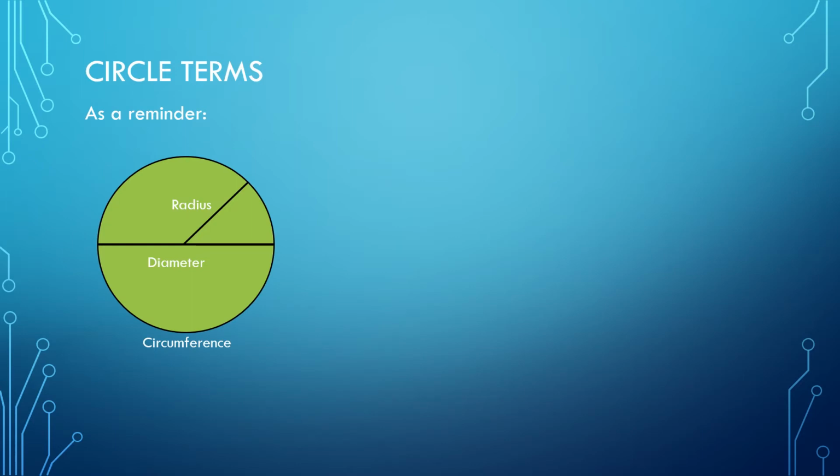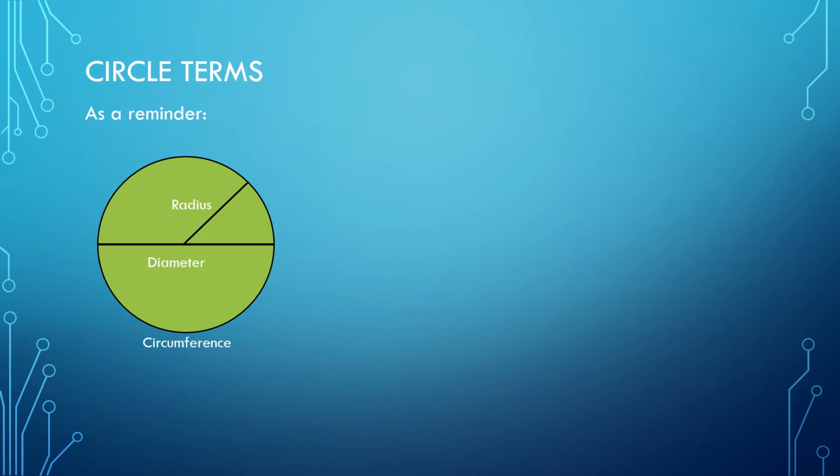So just as reminders, when we've got a circle, if we've got a line that's drawn from the center of the circle straight out to the edge, that is a radius. If we've got a line from one side of the circle to the other that goes through the middle, that's the diameter. And the edge of the circle, when it goes right the way around, the curvy line, if you like, is called the circumference.